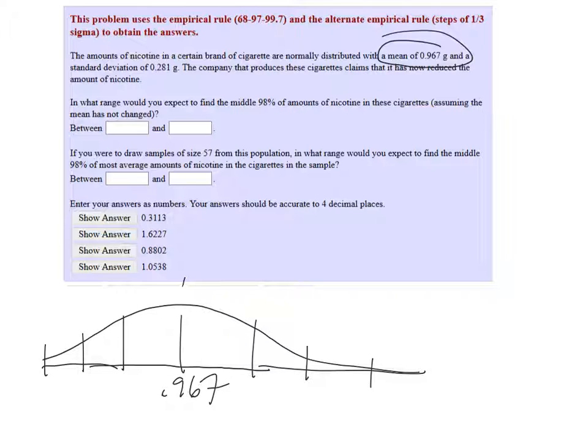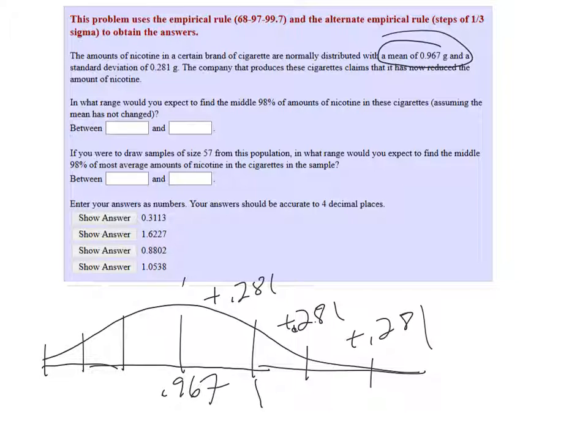Then first I'm going to fill in to the right. I'm going to add the standard deviation 3 times, so 0.281 plus 0.281 plus 0.281. You have to bear with me while I crunch this on my calculator. So 0.967 plus 0.281, 1, 2, 3.